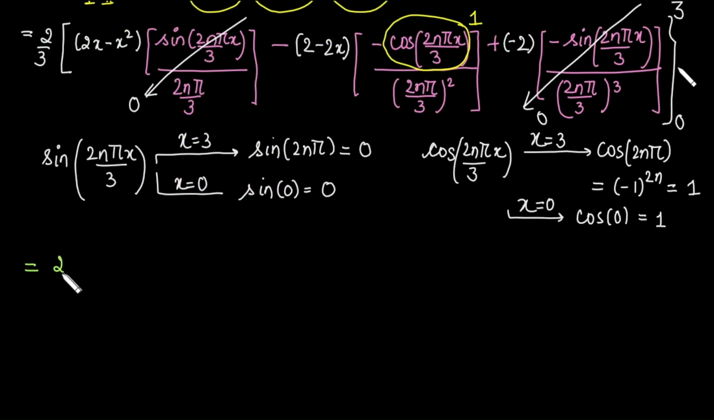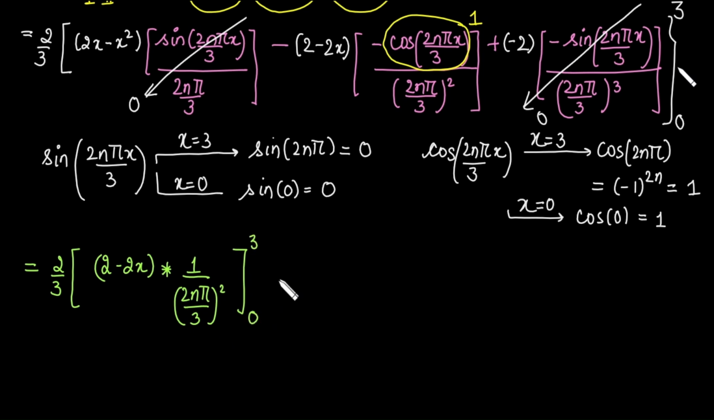From here we have 2 by 3. Negative negative is a positive. This quantity is as it is, 2 minus 2x. This is a 1 divided by 2n pi by 3 square. Limits are 0 to 3. This is equal to 2 by 3, as it is not depending upon x, so take this quantity outside. So we can write this is equal to 3 by 2n pi whole square into 2 minus 2x from 0 to 3.